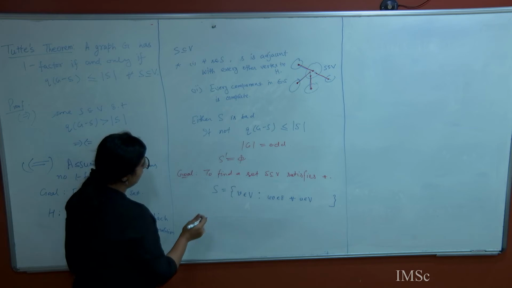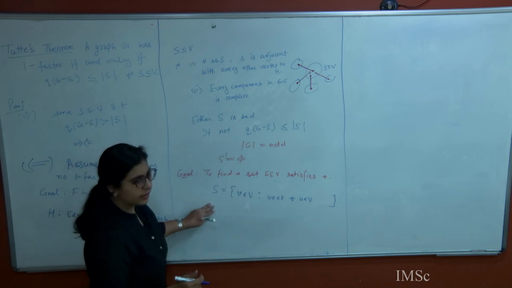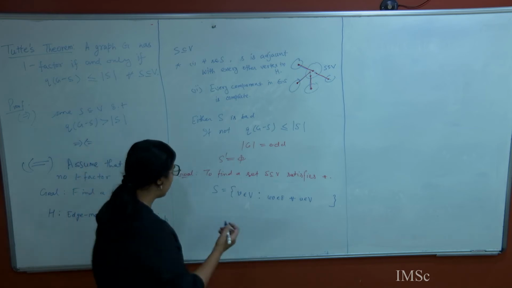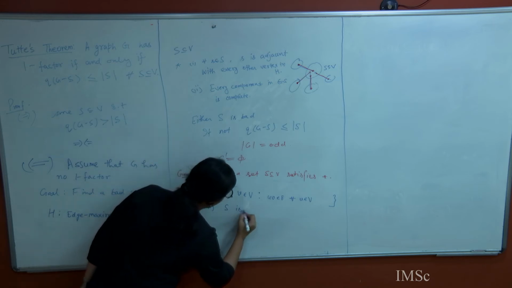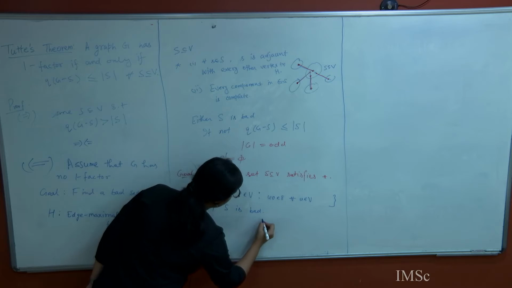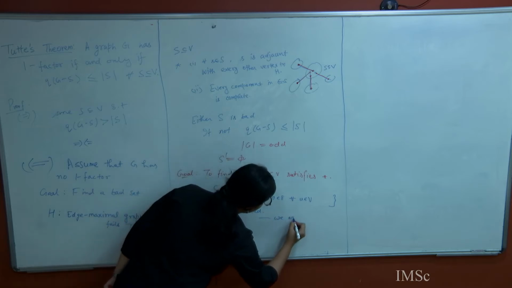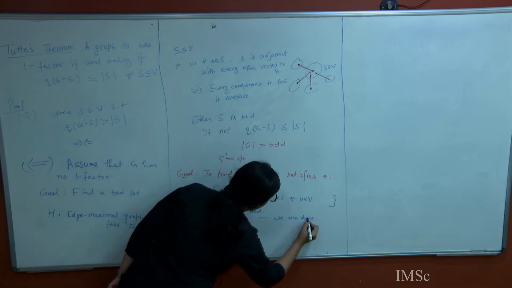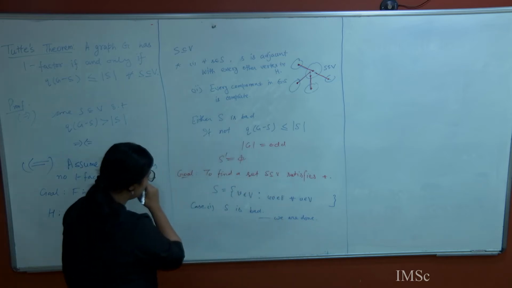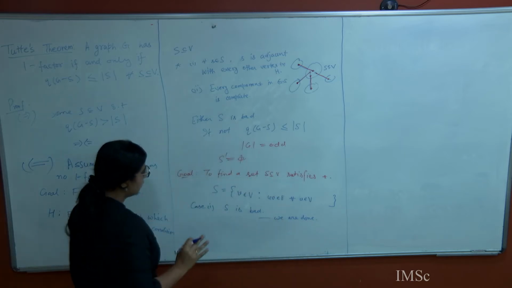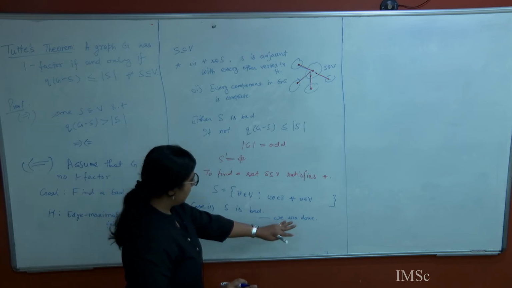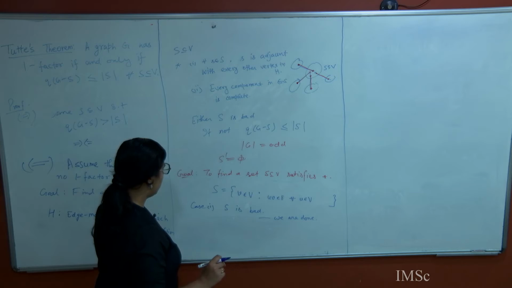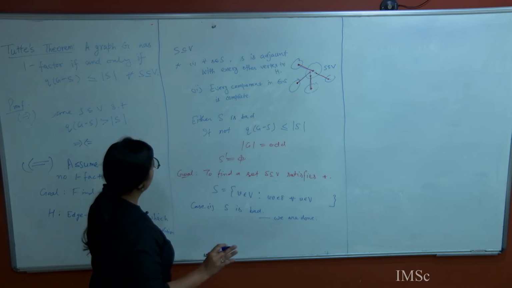Now, either S is bad or not bad. So we have two cases. In case 1, if S is bad, then we are done, right? So either S is bad itself, then we are done, or S is not bad.